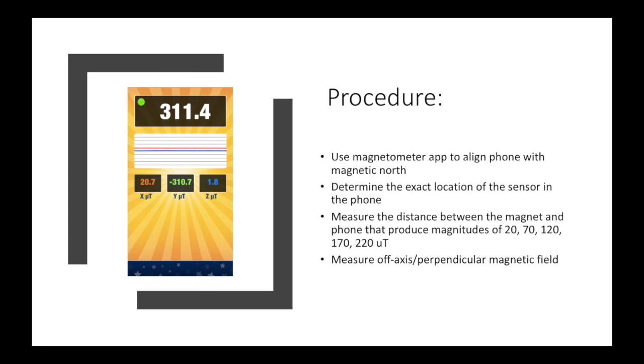For this lab, first we had to download a magnetometer app on our phone and then align the phone with magnetic north. Then we had to determine the exact location of the sensor in the phone. We did this by moving our bar magnet at different distances away from the phone. Then measured the distance between the magnet and the phone to produce magnitudes of 20, 70, 120, 170, and 220 microteslas. Next, I measured the off-axis perpendicular magnetic field, using a similar procedure to the one described above.